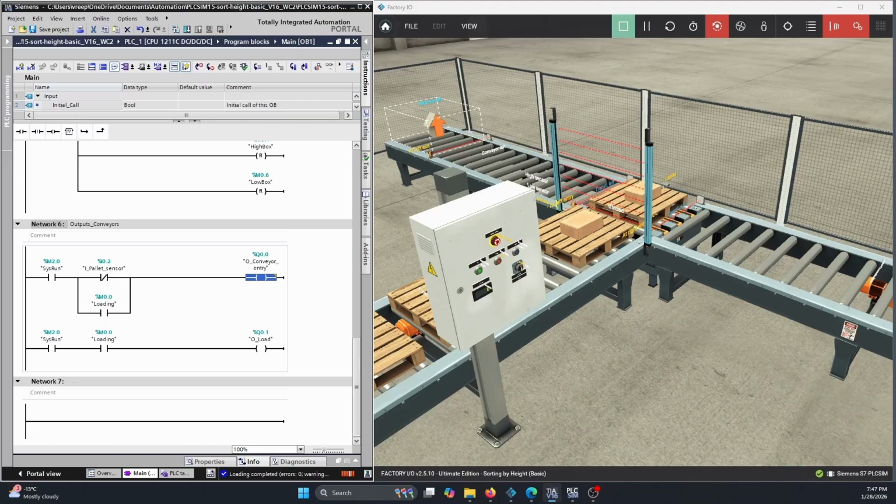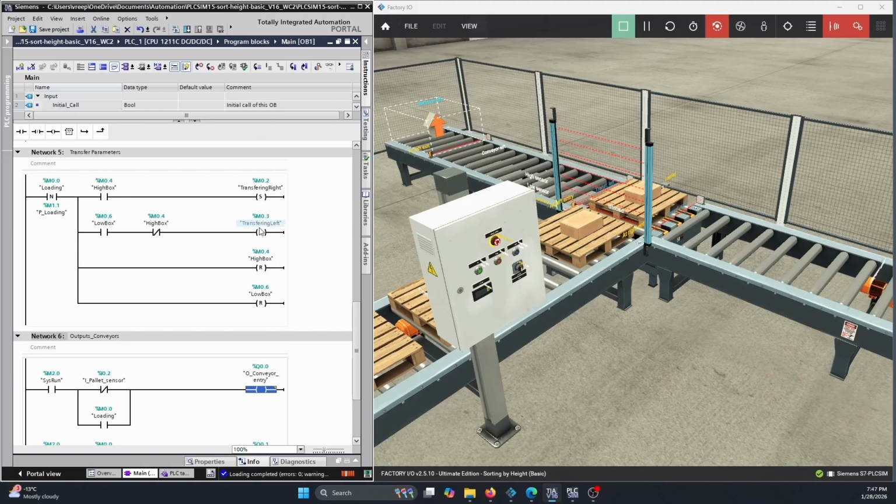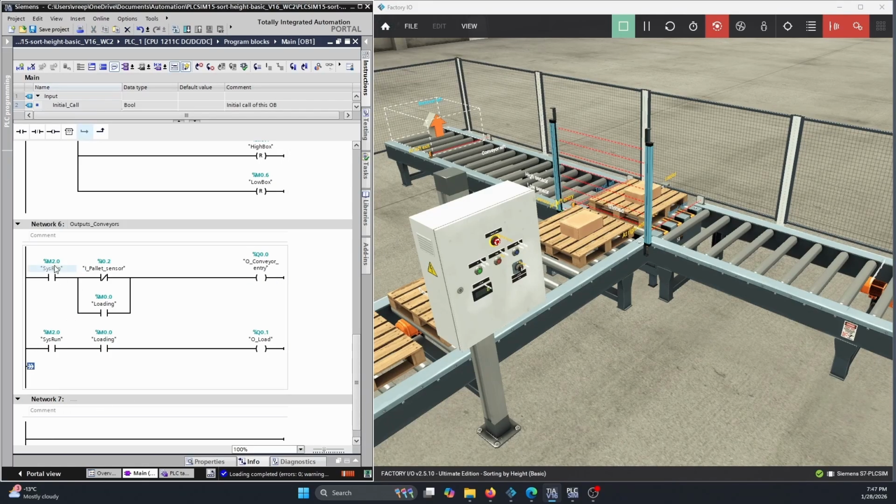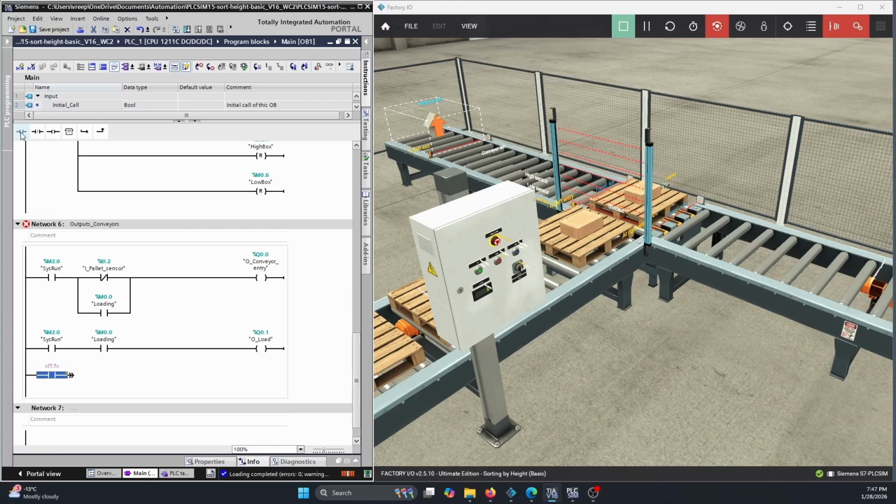And at this point, we need transfer right or transfer left. So let's do transfer right first and then transfer left, just staying with the same sequence there. So we need another rung. As long as we're in the system run and that signal came through for transferring right, then we're going to actually turn on an output. Okay, looks good. We're going to copy these guys.